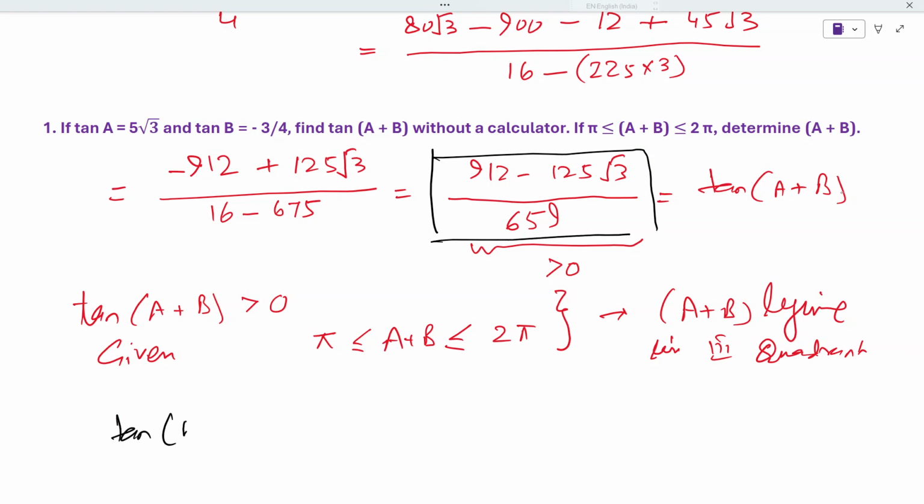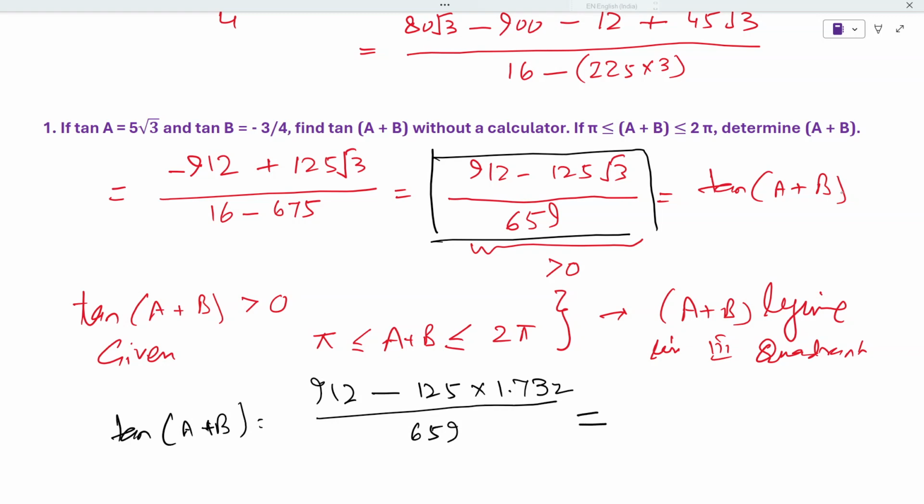So tan(A + B) is equal to (912 minus 125 into 1.732) upon 659. It is my sincere advice to all the students that please keep in mind always the values of square root of 3, square root of 2 and square root of 5. And take care of one more thing, that since you are not allowed to use the calculator, use some strategic tools in solving complex calculations of mathematics. Which tools?